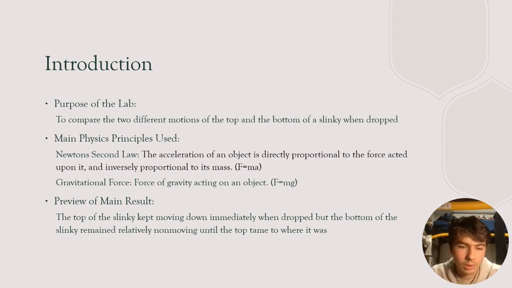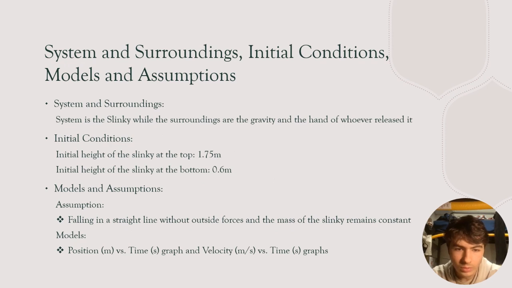A quick preview of our main result is that the top of the Slinky kept moving down immediately when dropped, but the bottom of the Slinky remained relatively non-moving until the top came to where the bottom of the Slinky was. So the system and surroundings: the system of this experiment is the Slinky, and the surroundings are gravity, the hand, and the hand of whoever released the Slinky.